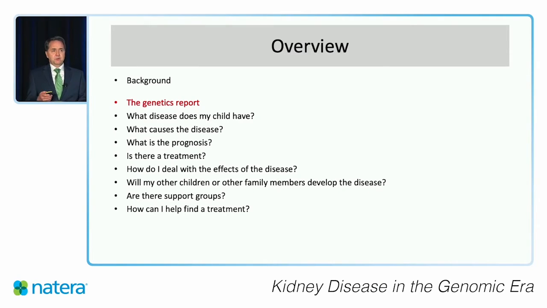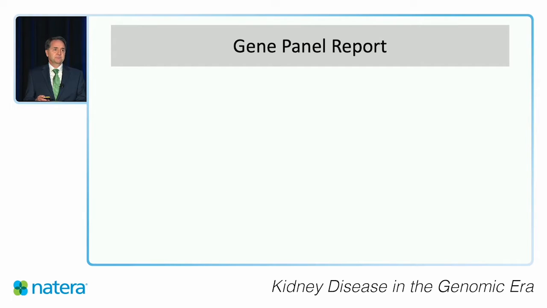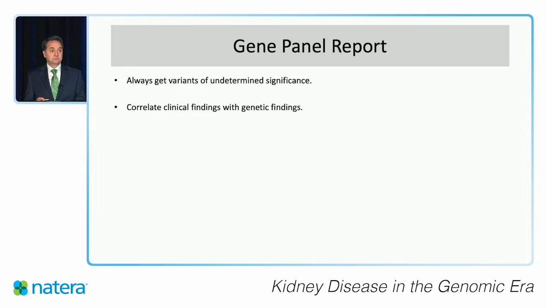I'd like to talk for a few minutes about the genetics report and how we learn about these diseases. So when we get the gene panel report, even when we order it, we should always ask to get variants of undetermined significance. We don't know if these variants are causative for the disease or not, but we can work with these variants to determine how likely they are to cause disease in our patients.